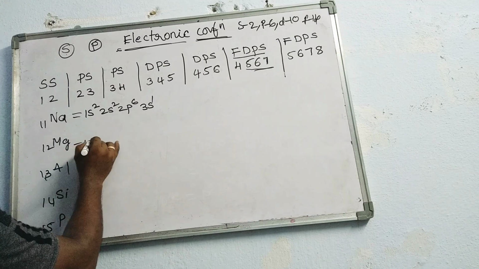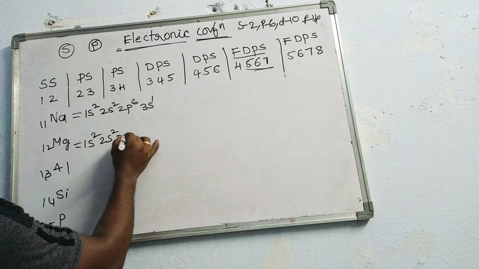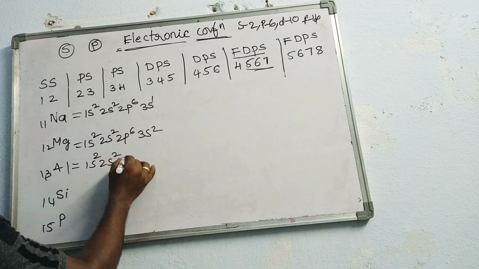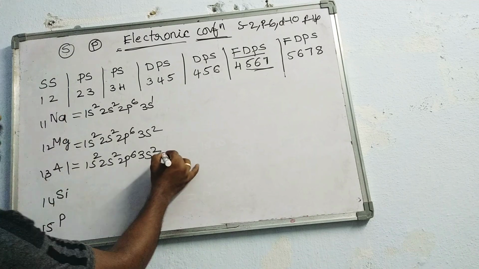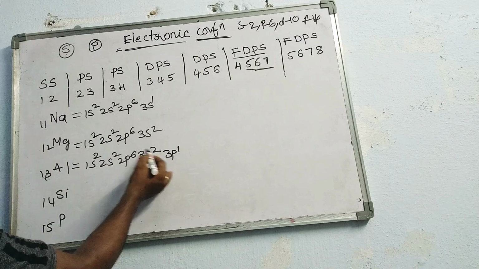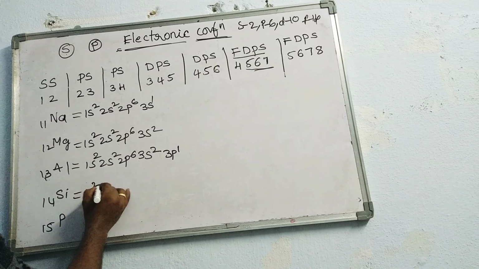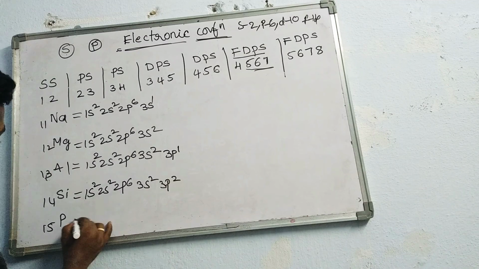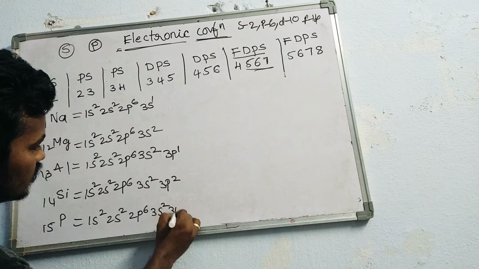Next one you can write magnesium, which has 12 electrons: 1s2 2s2 2p6 3s2. Next one, aluminum: 1s2, 2s2, 2p6, 3s2. After the 3s2, one electron will be left, so you can write 3p1. See here, count: 2 plus 6 is 8, 9, 10, 11, 12, 13. Silicon: 1s2, 2s2, 2p6, 3s2, 3p2. Phosphorus: 1s2, 2s2, 2p6, 3s2, 3p3.